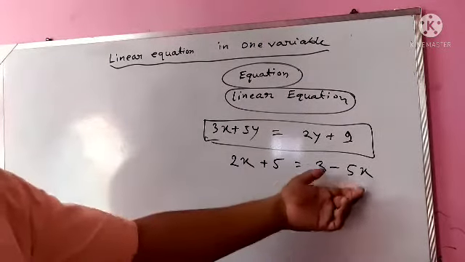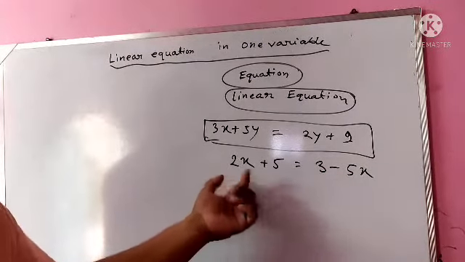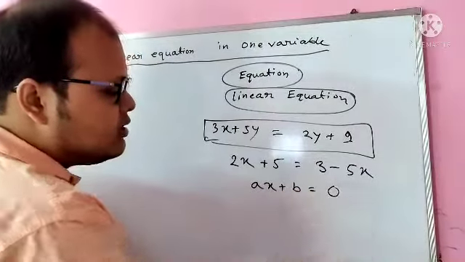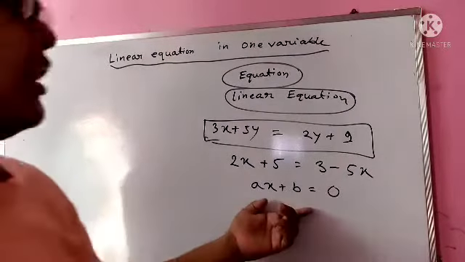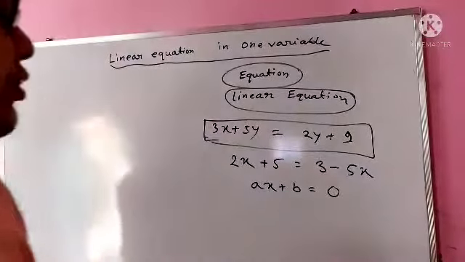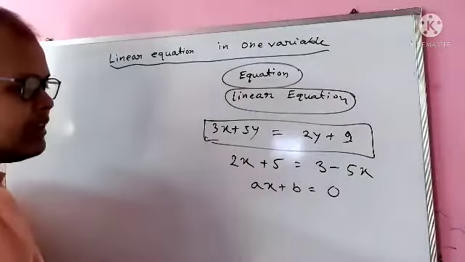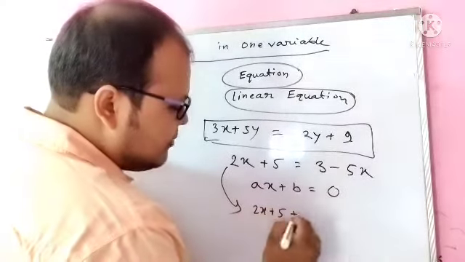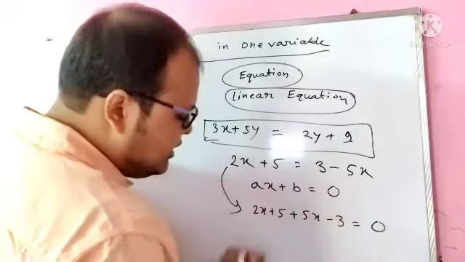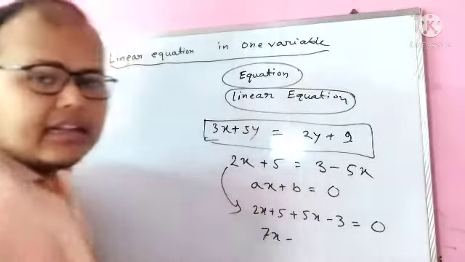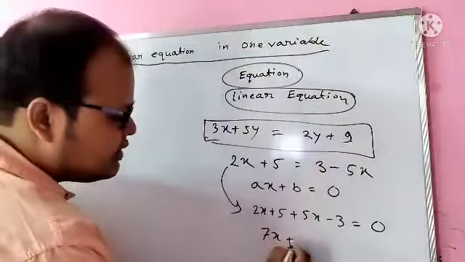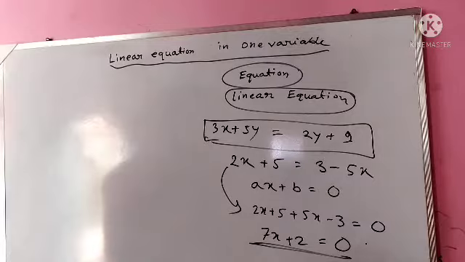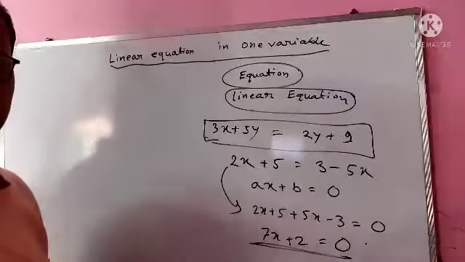What we can do here, we can take all the things together in one side and we can express this as the general form of linear equation, that is ax plus b equals to 0. So this is the general form of linear equation in one variable, ax plus b equals to 0. So all the things I can take in one side. If we take it in one side, what will it be? Plus 5x minus 3 is equal to 0, right? So it is 5x plus 2x, this is 7x. 7x plus 2 minus 3 equals to 0. So it can be expressed in the form of ax plus b equals to 0, right? So this is the linear equation in one variable.